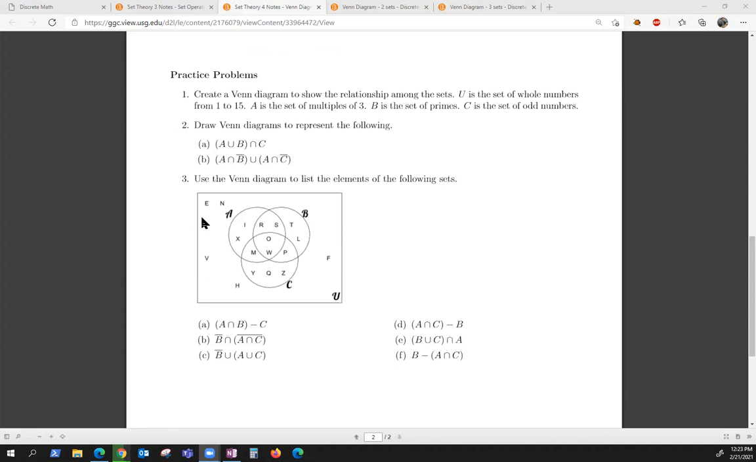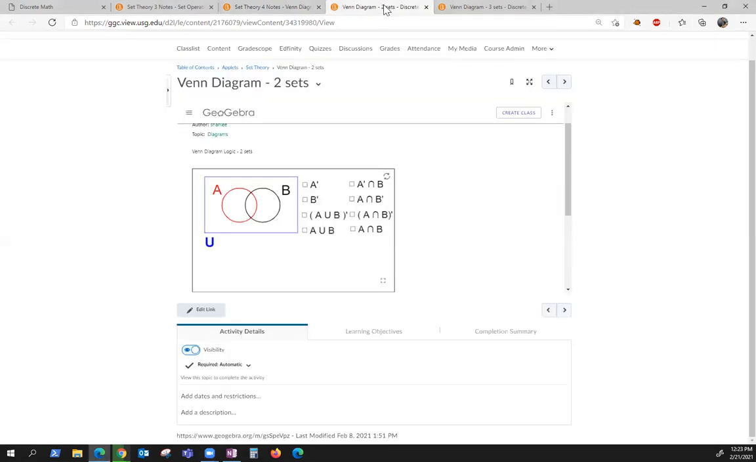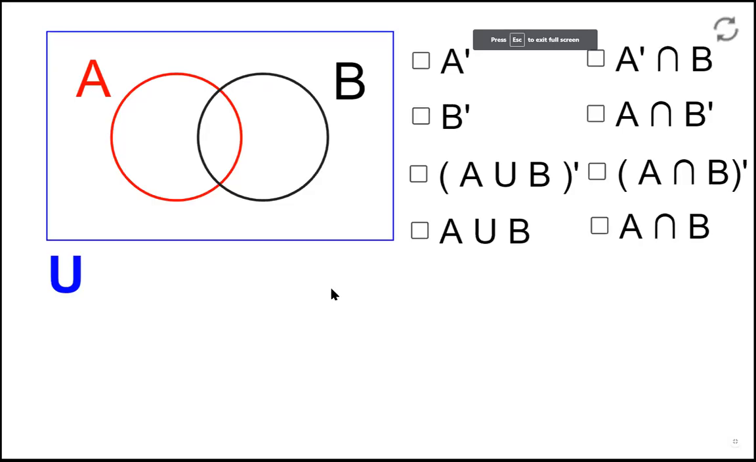Before I move on to doing the practice problems, I want to show you in D2L, we have 2 applets from GeoGebra. Now, these are linked under the table of contents, applets, set theory. This one is called Venn diagram sets 2. So the first thing you'll need to do is, once you click the button to start these, is click this right here to make it bigger so you can actually see what's going on, okay?